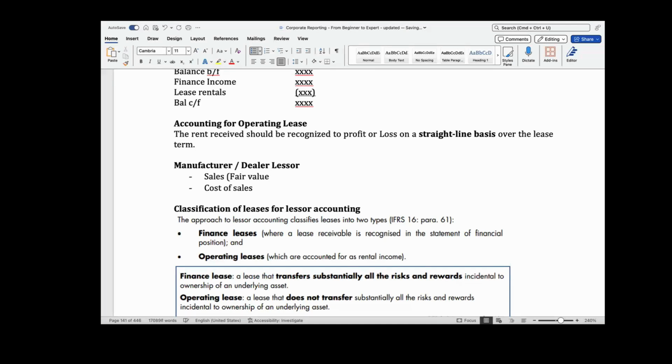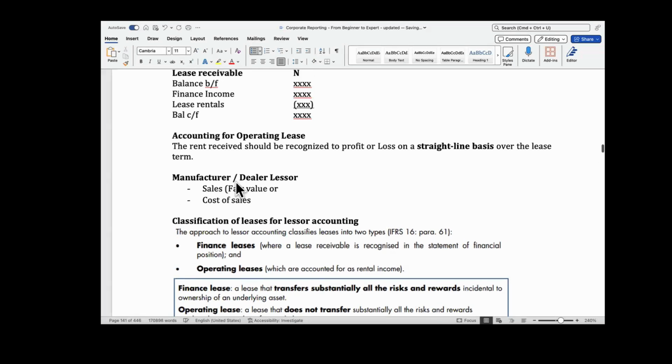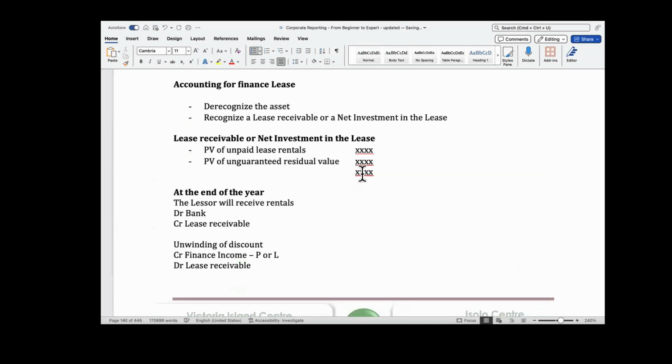We call that fair value. Or since he's leasing it, how much is he expecting to get over the lease term, which is this net investment in the lease? That is what he's expecting to get. That could translate as the sales. But you see this PV of unguaranteed residual value, we cannot put it as sales.